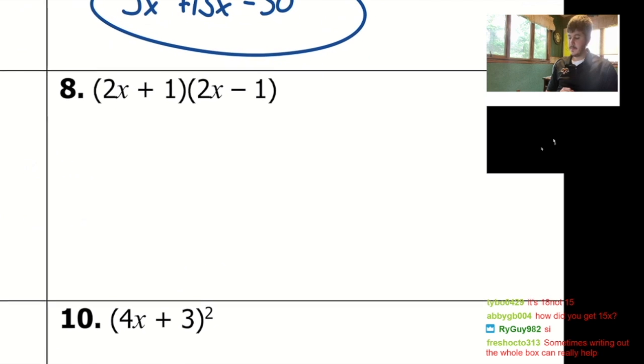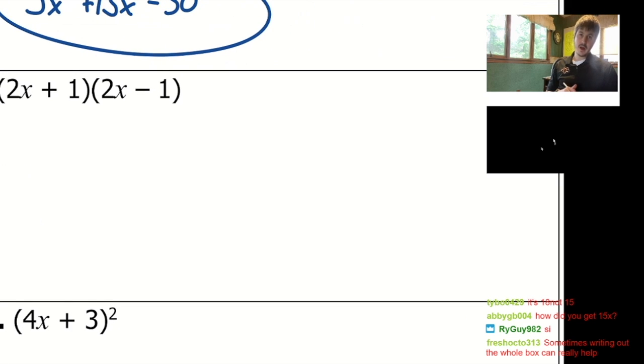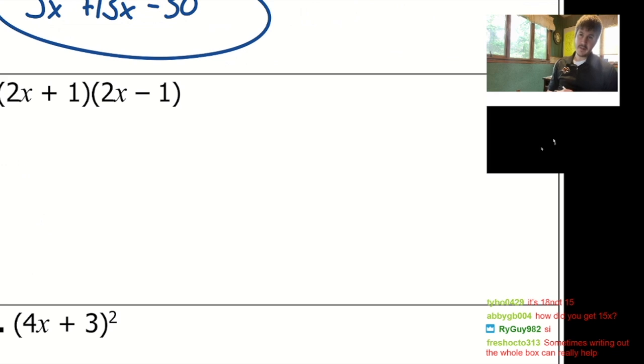Number 8. Now, what I like about number 8 is some of you can recognize this as it's the same term, except the only difference is one is positive and one is negative. So you might remember in algebra, I'm actually not sure if you learned this in algebra or algebra 2, but you will learn it at some point that these two terms are called conjugates of each other.